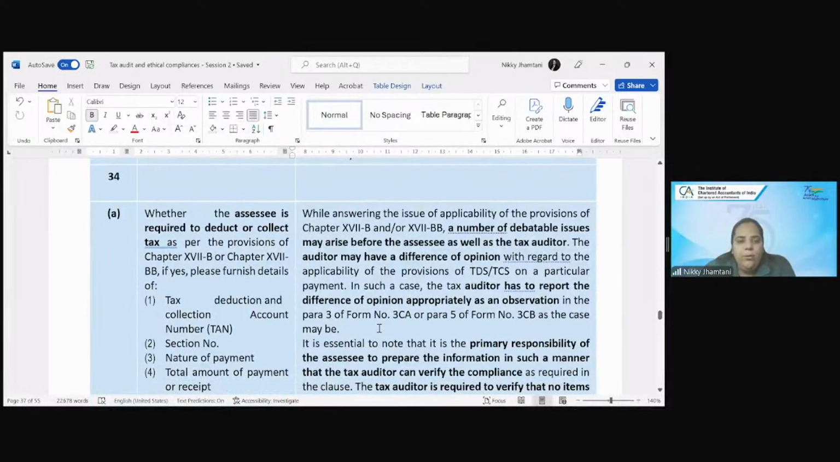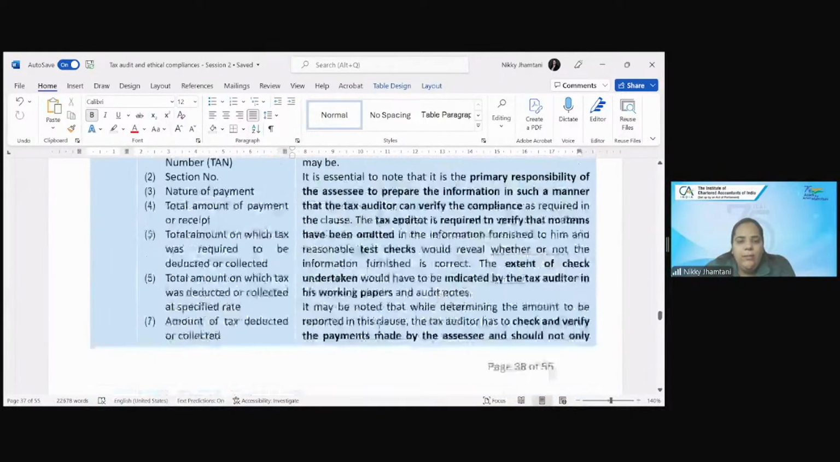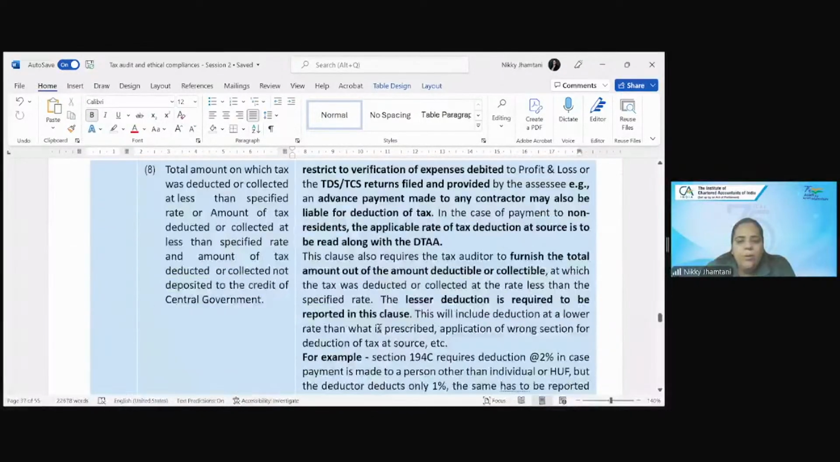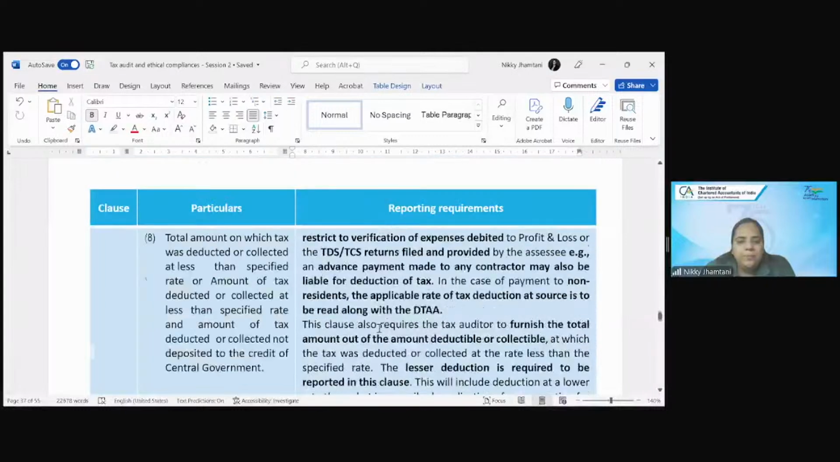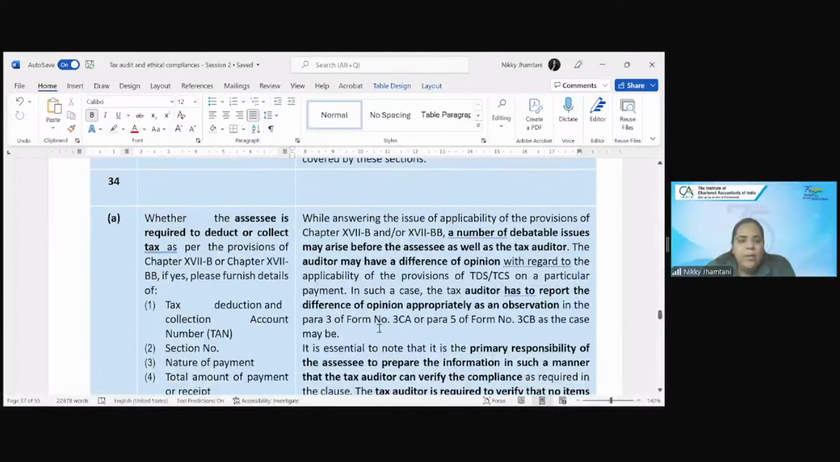Now, the next point, 34A, basically deals with TDS, TCS, and the required forms. So, it deals with whether the assessee is required to deduct or collect tax as per provisions of Chapter 17B or Chapter 17BB.